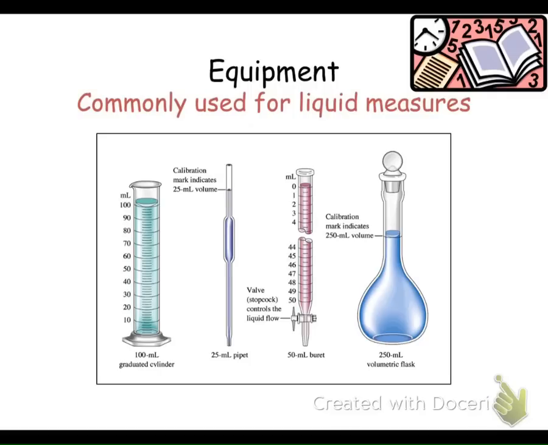Commonly used equipment for liquid measurements are going to be graduated cylinders, pipettes, burettes, and volumetric flasks, and you've also used a few of these in our lab technique lab. Commonly used for mass, we're going to use the balances. For volume, we're going to use these liquid containers here.